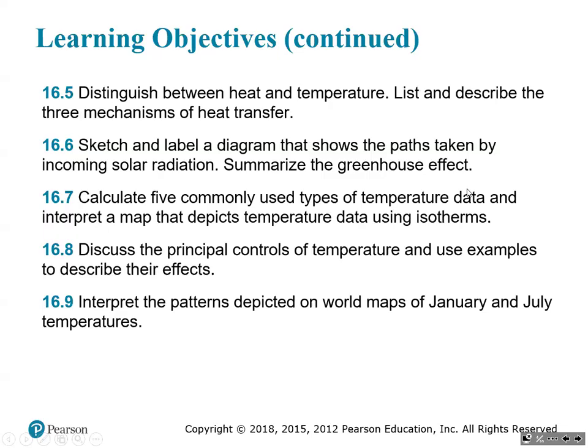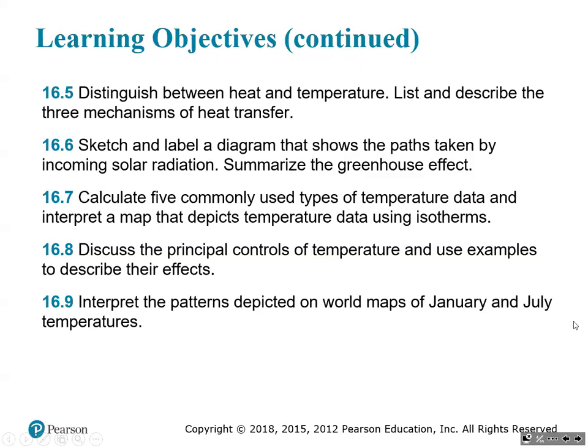We'll distinguish between heat and temperature. And we'll talk about the 3 mechanisms of heat transfer. We'll go over the paths taken by incoming solar radiation, and we'll summarize the greenhouse effect. So we'll talk about how solar radiation comes in, how it potentially leaves, and we'll also go over the greenhouse effect and what that is. We'll look at 5 commonly used types of temperature data and talk about temperature data using isotherms. We'll look at the principal controls of temperature and use examples to describe their effects.